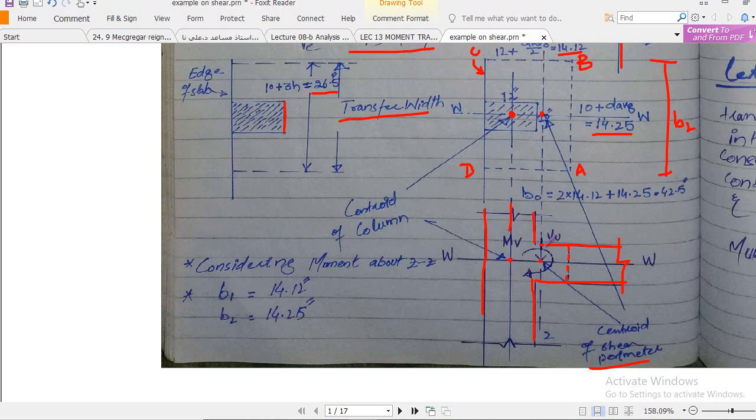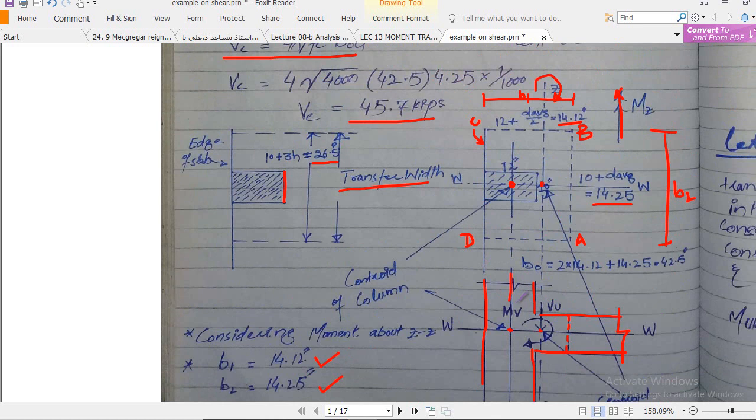And remember, as I already explained in lecture number 15, VU and MUV are assumed to act at this centroid, which is the centroid of the shear perimeter, right? Not at the face of the column, but at this shear centroid. And you see my B1 is this one and B2 is this one. So you must understand this diagram thoroughly.